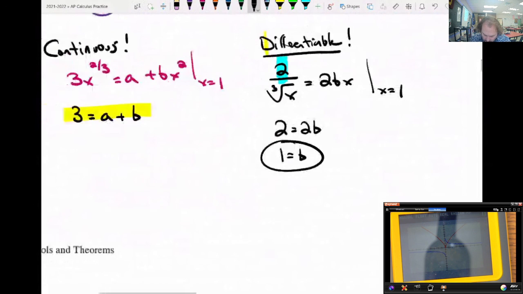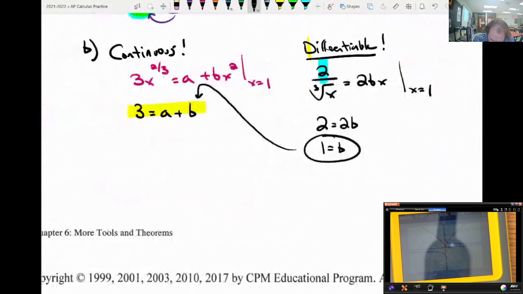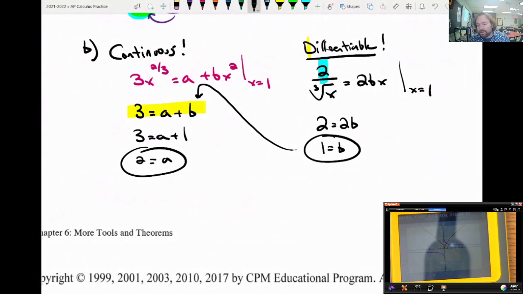And of course, if b equals 1, that means that 3 is a plus 1, and that means that a has got to be 2. So the correct answer here is that a has got to be 2 and b has got to be 1. So you actually kind of boil this down into a little system of equations problem. The differentiability part is not so common on the AP test, but the continuity part is absolutely guaranteed. So think about those things.